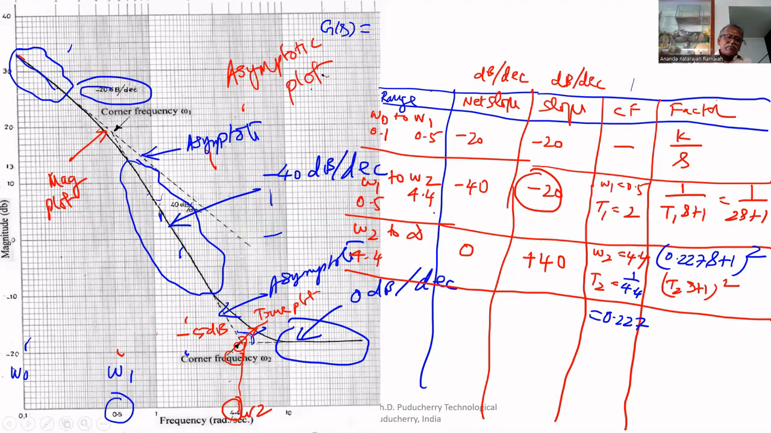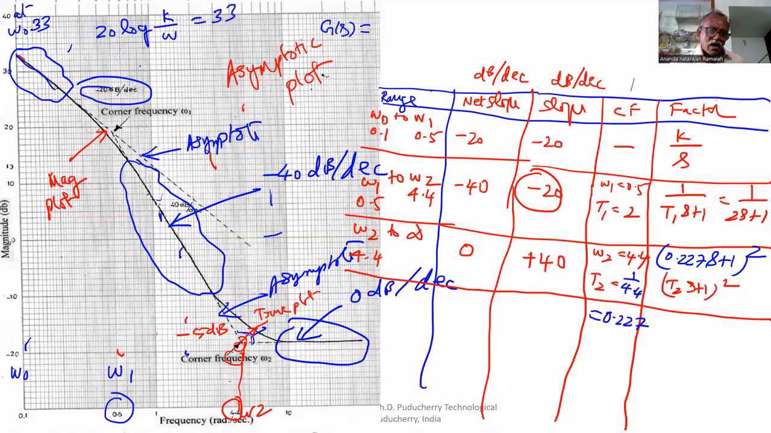To find K, we need two values. Here we know two values. This is 30, this is 40, so 31, 32, 33. At omega naught, the magnitude is 33. So that can be used to find K. How can we find it? 20 log K by omega equal to 33.